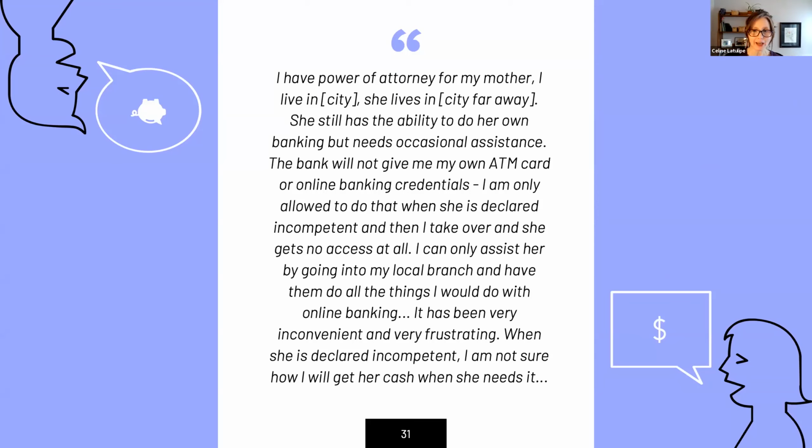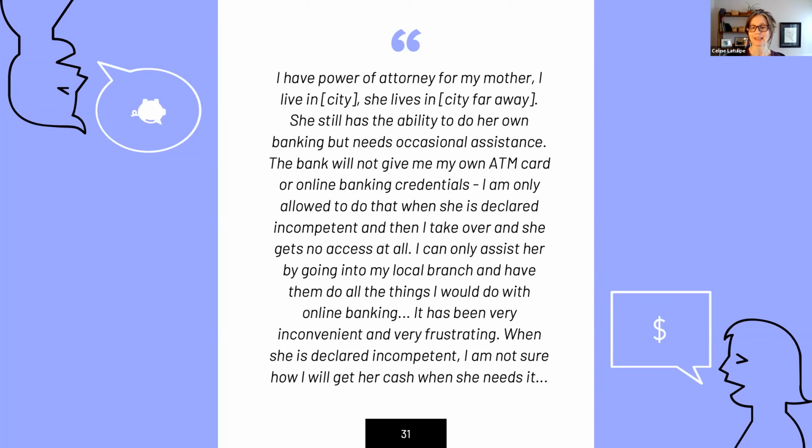He goes on to say, the bank will not give me my own ATM card or online banking credentials. So this is for his mother's account. I'm only allowed to do that when she's declared incompetent, and then I take over and she gets no access at all. So again, this is a bank that's saying, the power of attorney doesn't actually come into effect until she's declared incompetent. Until then, you can't really do much with her stuff. And once that's happened, she can't access her bank account and only you can. So it's a very, very sort of binary type of approach to who has access to the accounts. And it's not clear that all banks sort of take this very harsh binary, but in this case, it's happening.